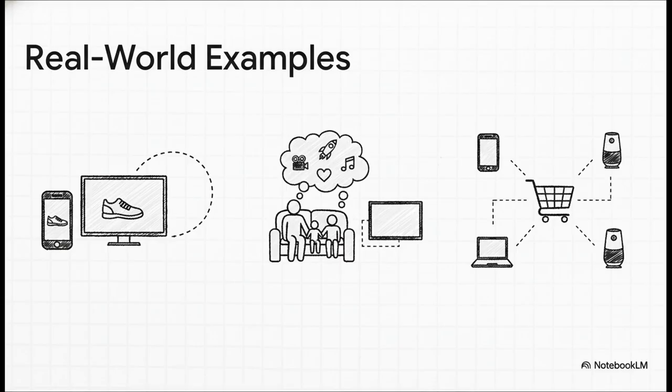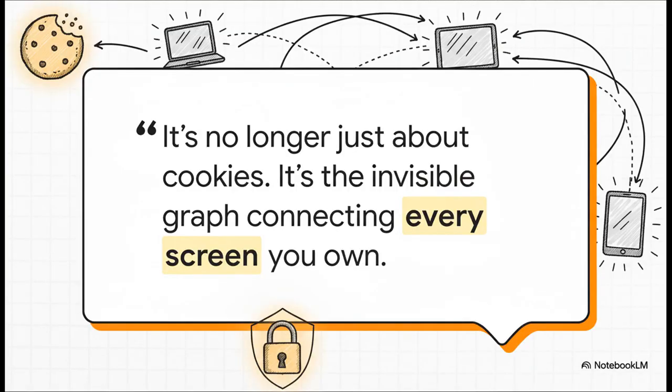We see this stuff in action all the time. The most obvious one is an ad network showing you the exact same advertisement on all your different screens. Streaming services also use this to understand not just what you watch, but what your whole family is watching. And big retailers? They can track your activity across their app, their website, and even their smart speakers. And this really gets to the heart of it. It's no longer just about cookies on your web browser. It's about this invisible graph that is silently connecting every single screen you own.